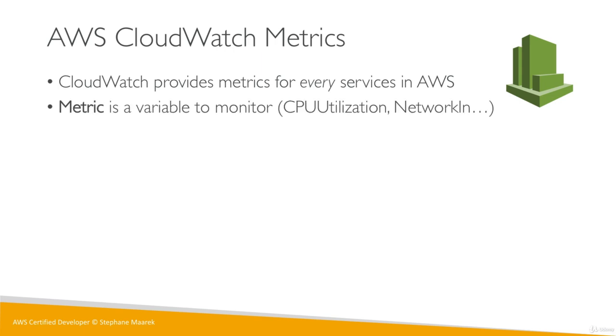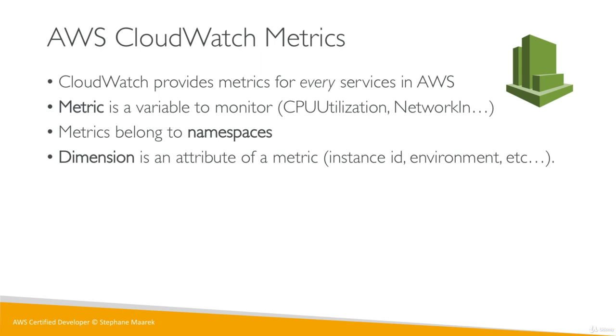So a metric is going to be a variable to monitor. Depending on the service, it's obviously going to mean something different. But if you take, for example, an EC2 instance, it could be CPU utilization or network in, that kind of stuff. Metrics are grouped by namespaces, and a dimension in a metric is going to be an attribute of that metric. So you may have the CPU utilization metric, but a dimension of it may be the instance ID, for example, because we have many CPU utilizations of our instances.